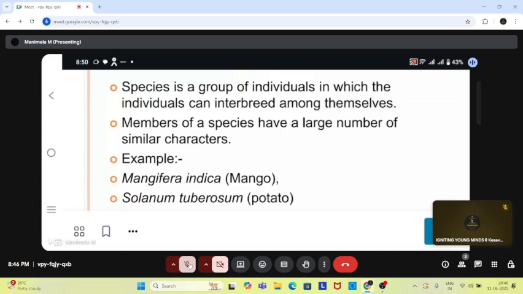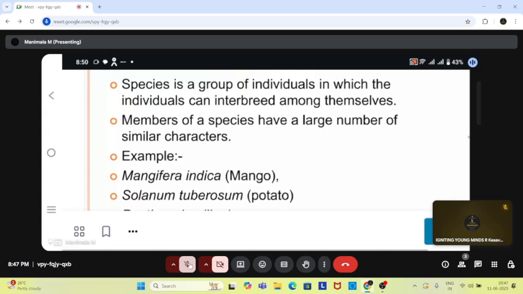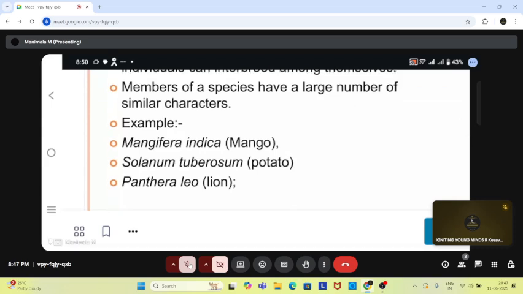Let us consider Mangifera indica, Solanum tuberosum, Panthera leo, all these three names. Indica, tuberosum and leo represent the specific epithet, which indicates the species. While the first words Mangifera, Solanum, Panthera are the genus. Yes or no? Each genus may have one or more than one specific epithet, representing different organisms but having morphological similarities.